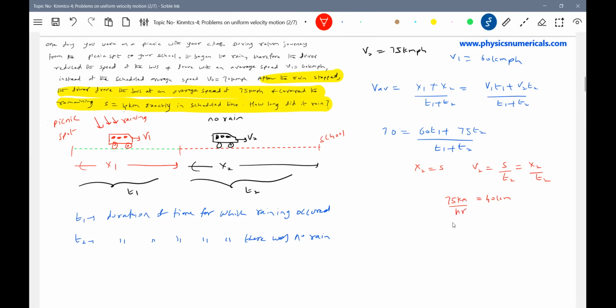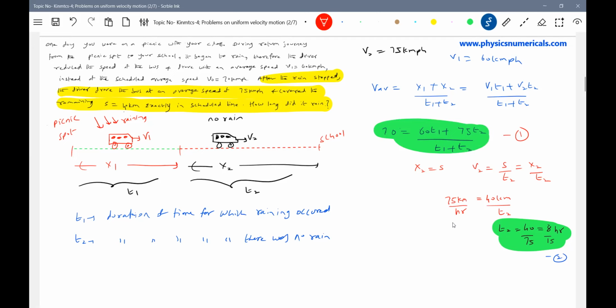Let me write like this. And this is T2. So what should T2 be equal to now? 40 by 75. This should be equal to, I think it will be 8 by 15. How long did it rain? So T1 is the unknown thing. So there's equation 1. There's equation 2. Let me substitute 2 in 1. We'll get the required answer.